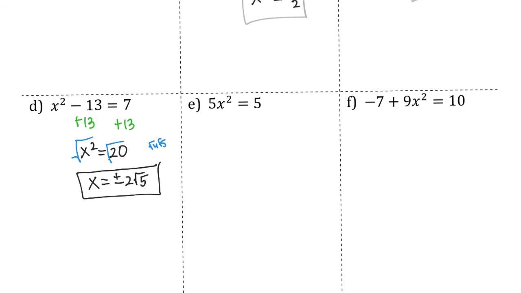Let's see, 5x squared equals 5. I'm going to divide by 5. X squared equals 1. The square root of 1 is 1 because 1 times 1 is 1, so I got positive 1 and negative 1.